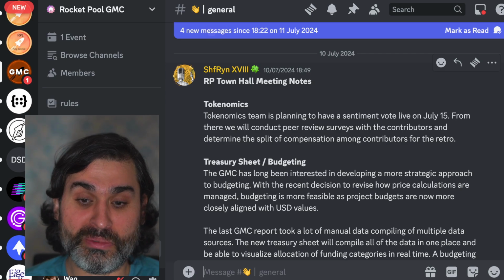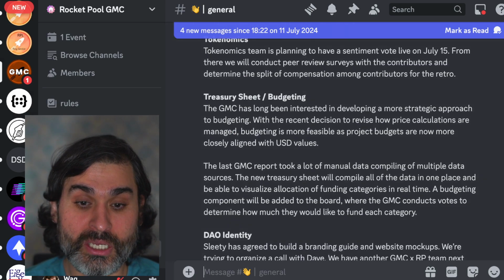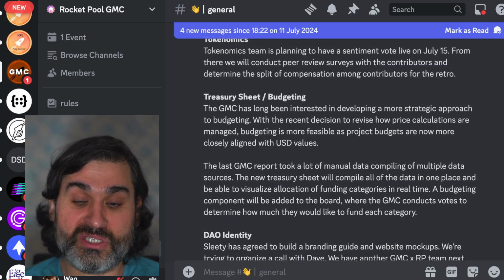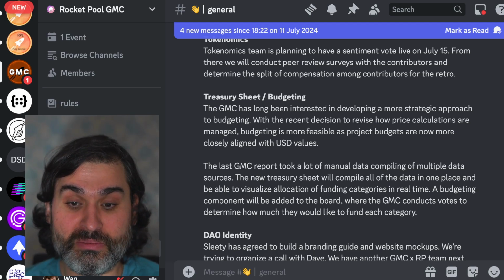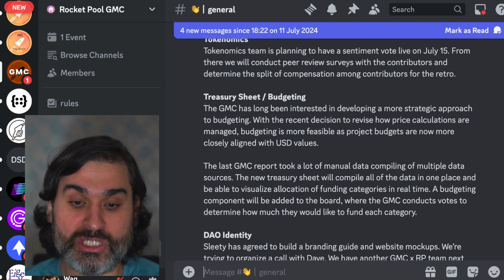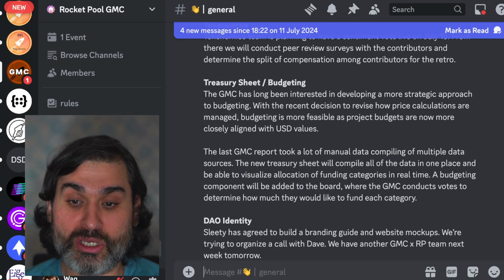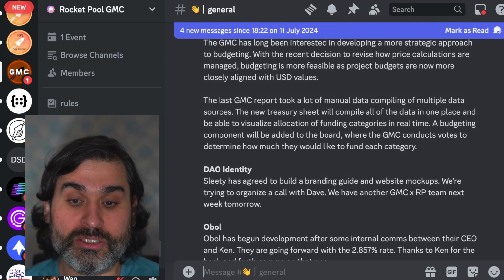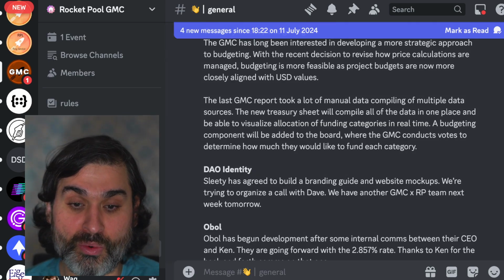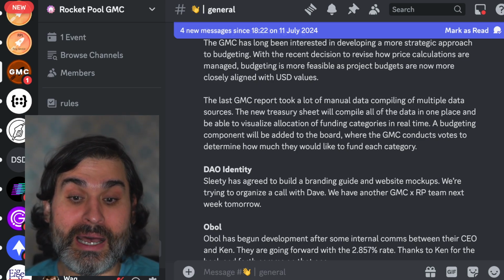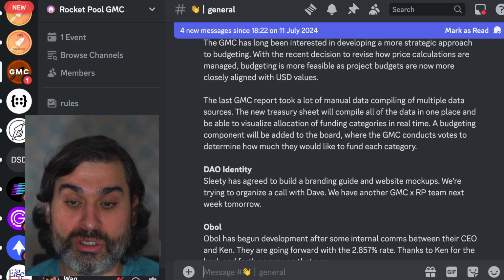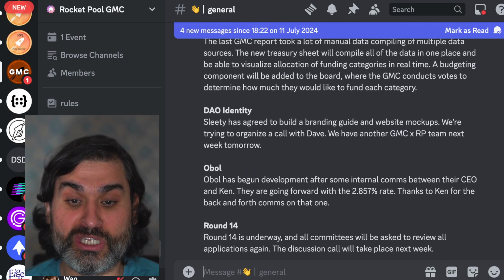The GMC has long been interested in developing a more strategic approach to budgeting. With the recent decision to revise how price calculations are managed, budgeting is more feasible as project budgets are now more closely aligned with USD values. The last GMC report took a lot of manual data compiling of multiple data sources. The new treasury sheet will compile all the data in one place and be able to visualize allocation of funding categories in real time. A budgeting component will be added to the board, where the GMC conducts votes to determine how much they would like to fund in each category.